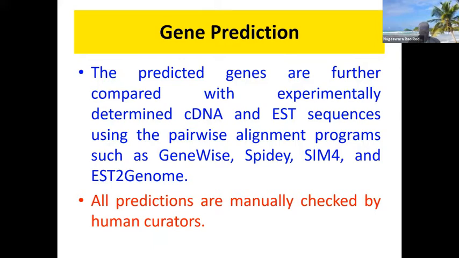So this is how a gene is predicted theoretically, and a gene is verified with cDNA and EST. The tools used here are GeneWise, Spidey, SIM4, and EST2Genome. And this is how we try to predict a gene.